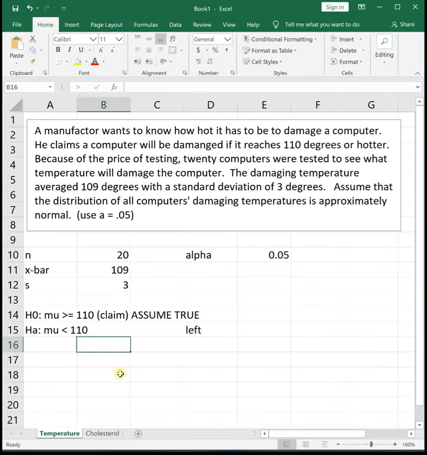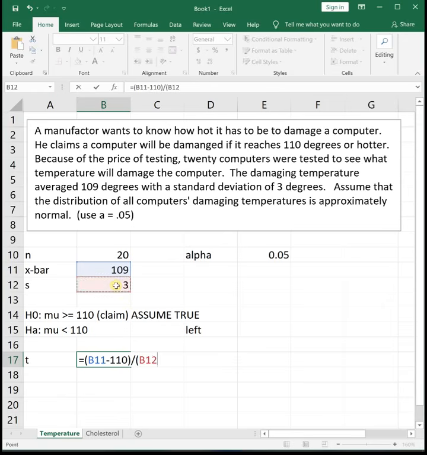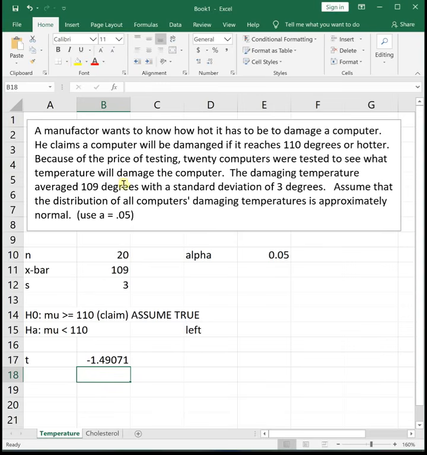Or using the logic, you can say that we're assuming that it gets damaged at 110 degrees or more. The way you contradict that it takes 110 degrees or more to damage the computer is by having a lot of computers damaged at a much smaller temperature, and smaller temperatures are on the left. All right, so we've got to get our test statistic T. T is found by looking at our x bar minus the assumed value, which is 110 in this example, divided by parenthesis, your S divided by square root of n, which is 20. Be very careful with parentheses. You need them around the entire numerator and the entire denominator. So that's our t value.